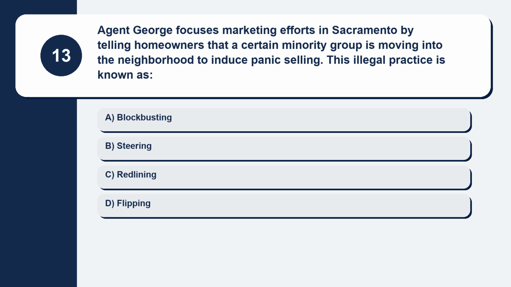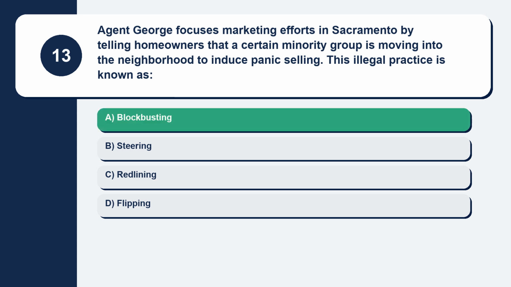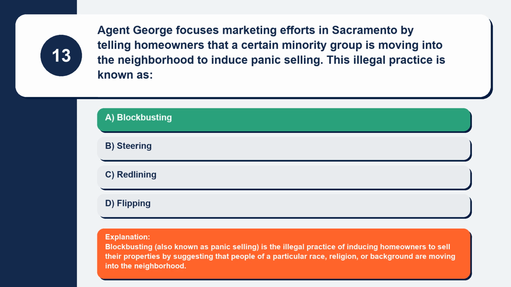Question 13. Agent George focuses marketing efforts in Sacramento by telling homeowners that a certain minority group is moving into the neighborhood to induce panic selling. This illegal practice is known as. Here are your options. Option A, blockbusting. Option B, steering. Option C, redlining. Option D, flipping. The correct answer is option A, blockbusting. Explanation: blockbusting, also known as panic selling, is the illegal practice of inducing homeowners to sell their properties by suggesting that people of a particular race, religion, or background are moving into the neighborhood.